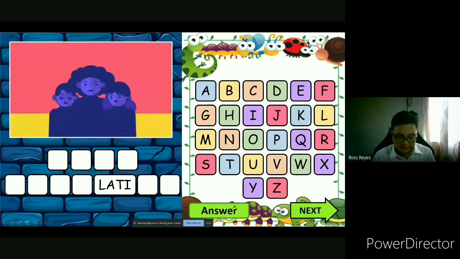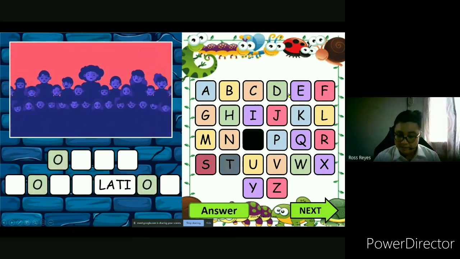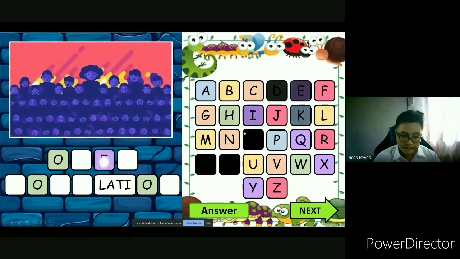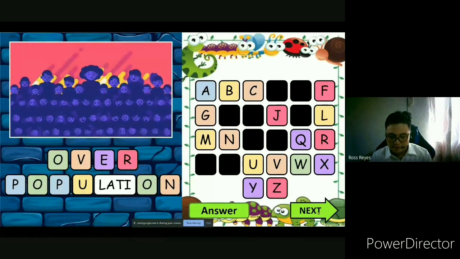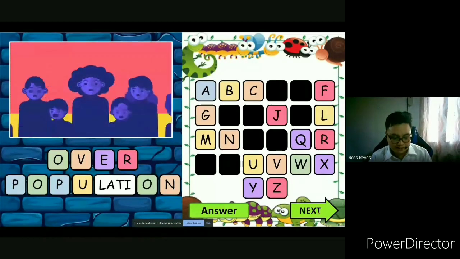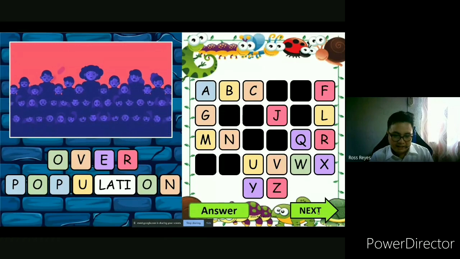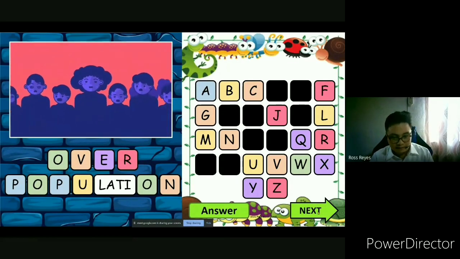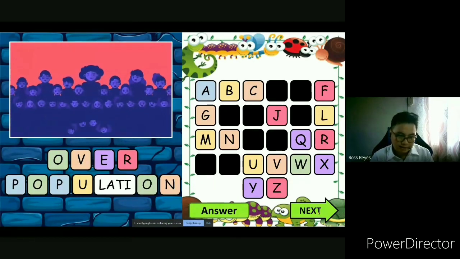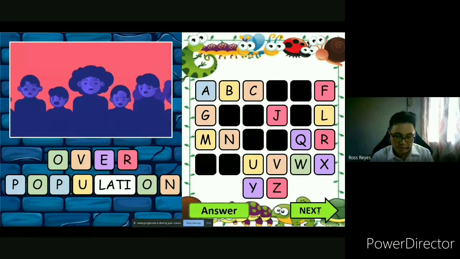Next puzzle, second to the last, let's say. What does this GIF imply? Overpopulation occurs if the number of people in a group exceeds the carrying capacity of that specific area. Meaning to say, if the area is advisable only for 3,000 people and the number of population exceeded 3,000, that specific area is experiencing overpopulation.